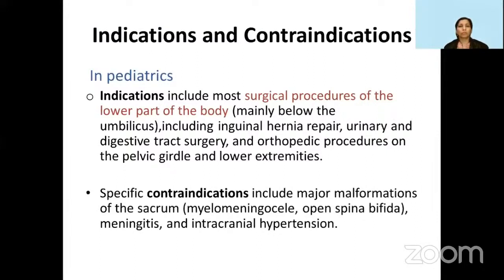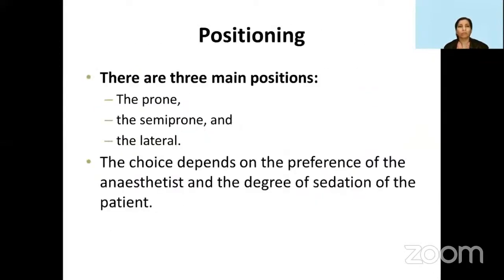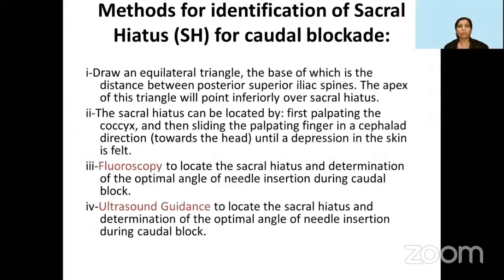Indications include mostly surgical procedures of the lower part of the body below the umbilicus, inguinal hernia repair, urinary and digestive tract surgery, orthopedic procedures on the lower extremities. So three main positions. The preferable position is the lateral decubitus position. Draw an equilateral triangle, the base of which is the distance between the posterior superior iliac spines, and the apex will point inferiorly over the sacral hiatus.